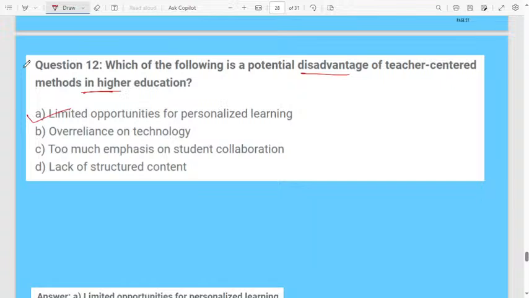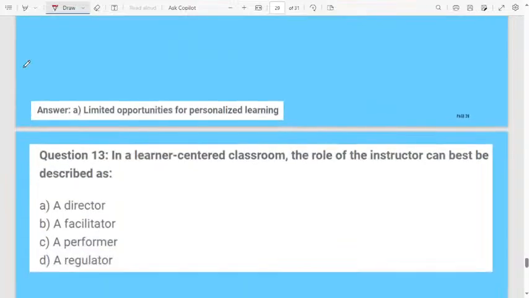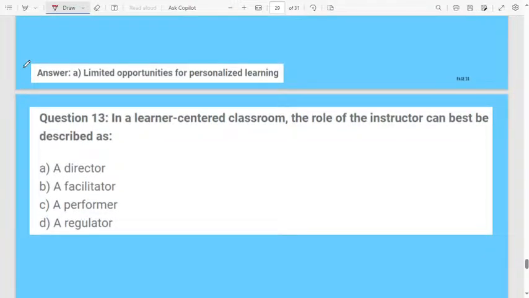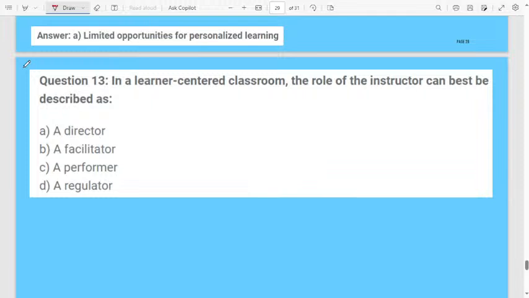Those who are learners, students, are not able to participate in the learning process. They only have to listen continuously. That is one of the main drawbacks of teacher-centered learning. Next, in a learner-centered classroom, the role of the instructor can best be described as: option A, a director. Option B, facilitator.